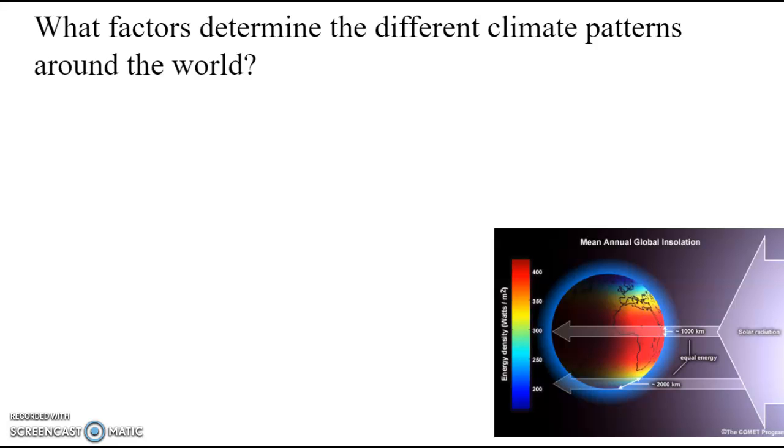What factors would we look at to determine the different climate patterns around the world? So why is climate different in northern Minnesota versus the equator? Why is that there? Well, part of it has to do with how the sunlight hits the earth. Coming in along the equator, more flattened. Closer to the poles, the solar radiation gets spread out. It's like it's ricocheting off of the curvature of the earth.